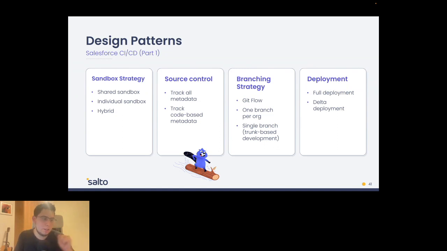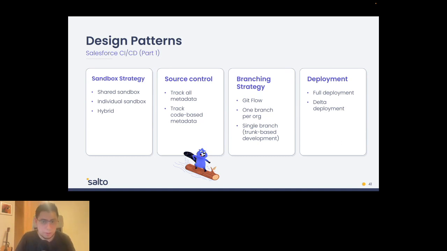Or maybe you can go for the easier pattern of just tracking the code-based metadata and leave admins and declarative customization out of that process. When it comes to branching strategies, there are different patterns such as Git flow, which is the one that I use. Also, there's a pattern of one branch per org. As I said, integration branch, UAT branch, production branch. And then there's a less used pattern of a single branch, which is similar to trunk-based development.